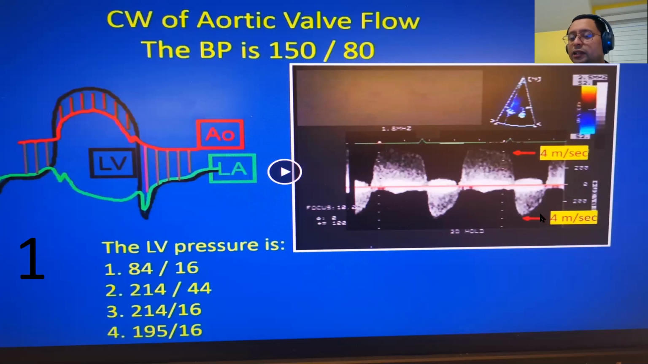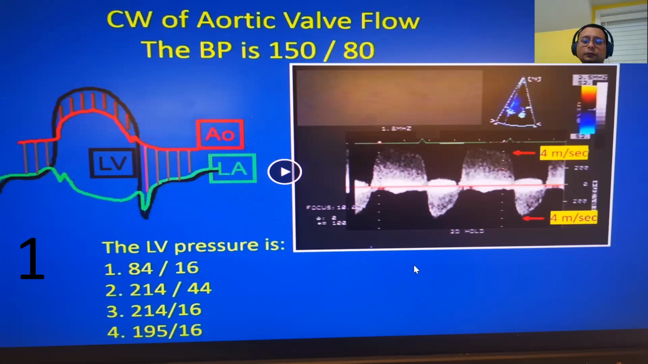So the instantaneous pressure difference between the LV systolic pressure and the aortic systolic pressure, based on this Doppler, is 64 millimeters of mercury. The diastolic pressure difference is also the same; you can see it is also 64 millimeters of mercury. But you have to understand that this is the difference between the aortic diastolic pressure and the LV diastolic pressure, because this is aortic regurgitation.